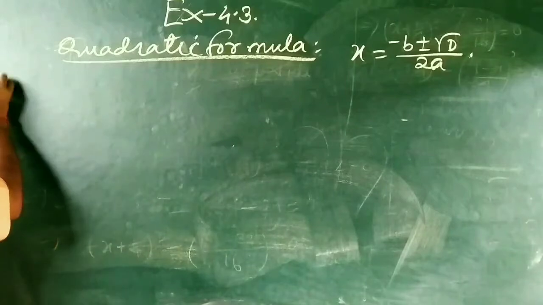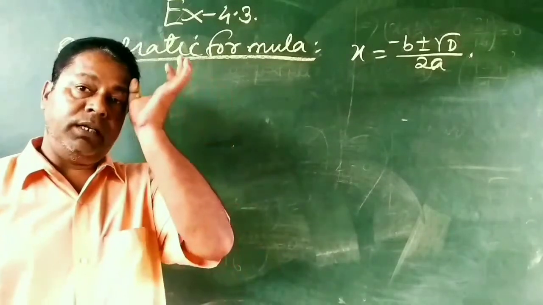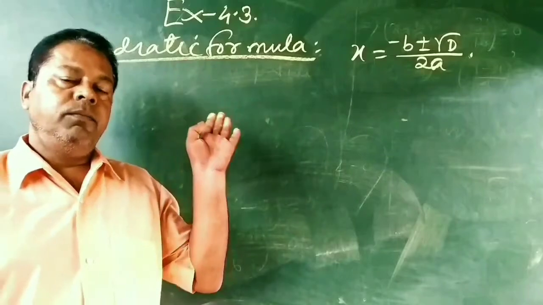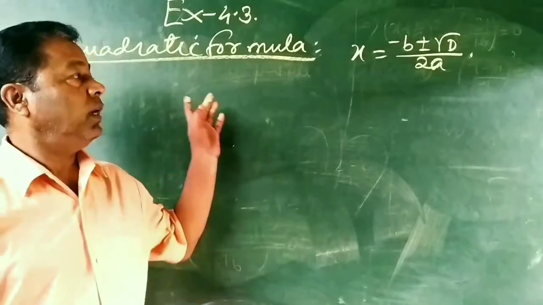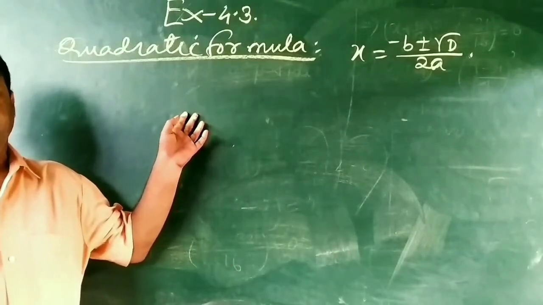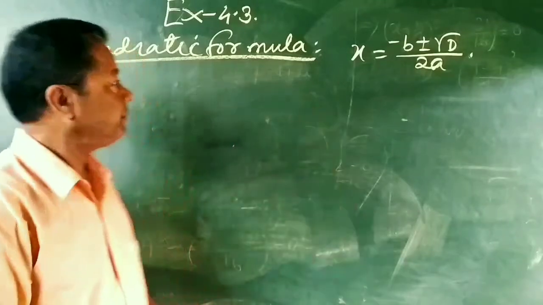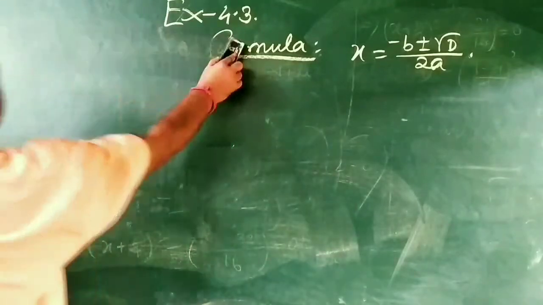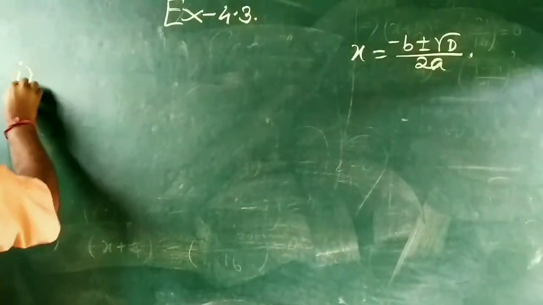Question number 2. In question number 2, all the questions of question number 1 are to be solved, but the way of solving is different. In question number 1, we found the roots using completing the square, but here we will find the roots using the quadratic formula. Question number 2, 1.